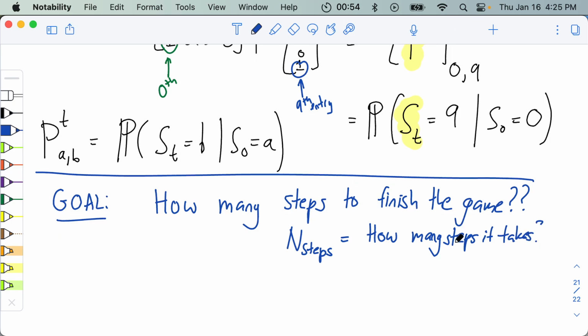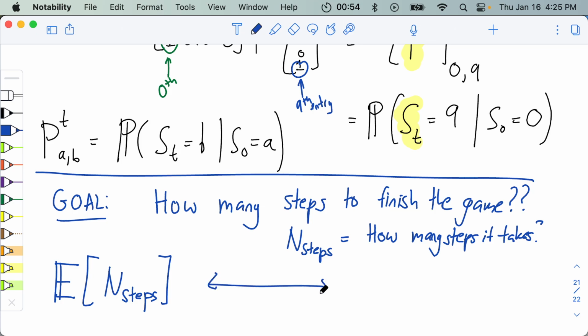So that's random, and we want to know what it is on average. So we write a big E, and we put the N steps inside. That's taking the average value of the N steps random variable. And there's a connection between this thing and the probability we just found, the probability you are at 9, say starting from 0. Okay. So that's what we're going to do.